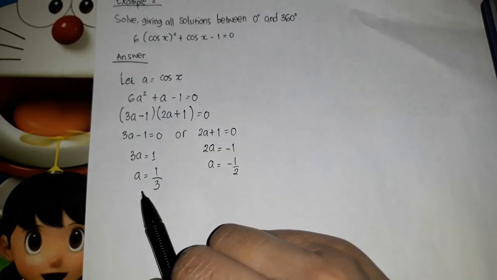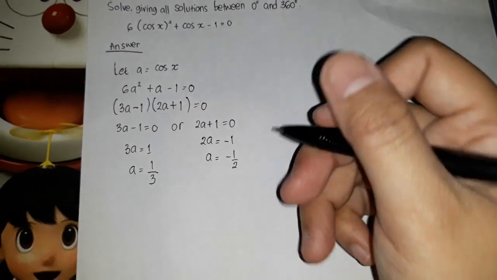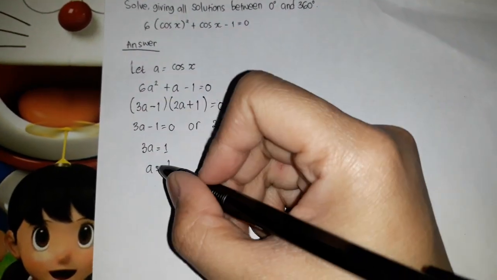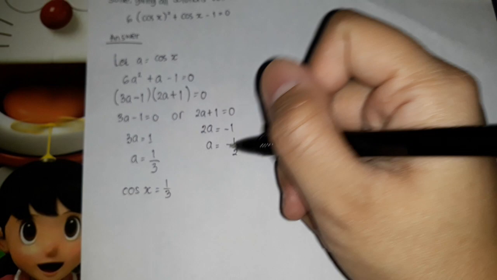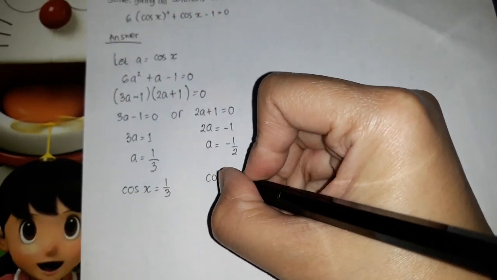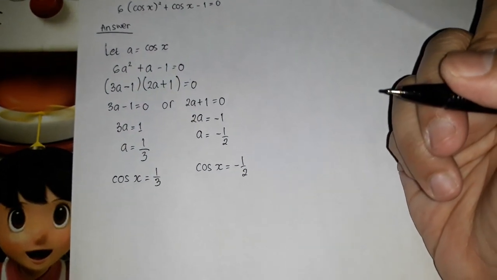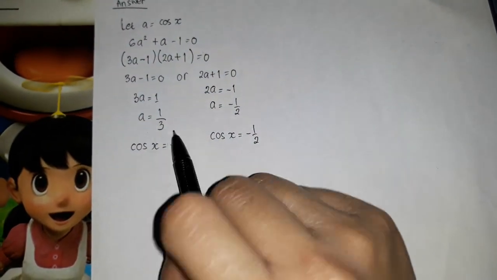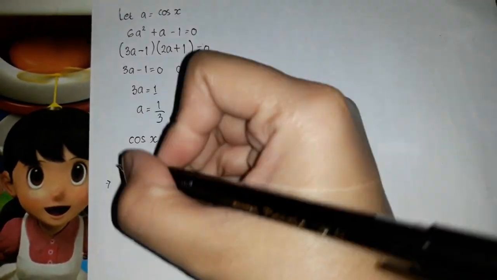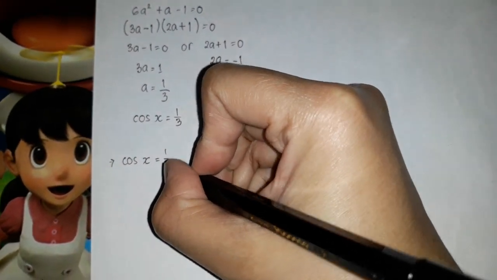Okay, so let's do this part first. Remember that a represents cos x. So we can replace a with cos x. So cos x is equal to 1 over 3. And for this part, cos x is equal to negative half. Okay, so let's solve this equation first. First, we have cos x is equal to 1 over 3.